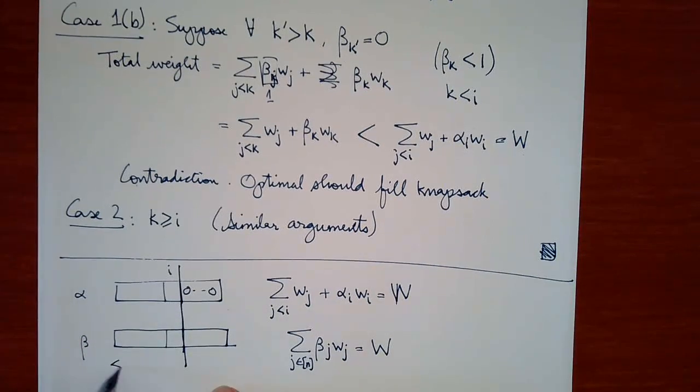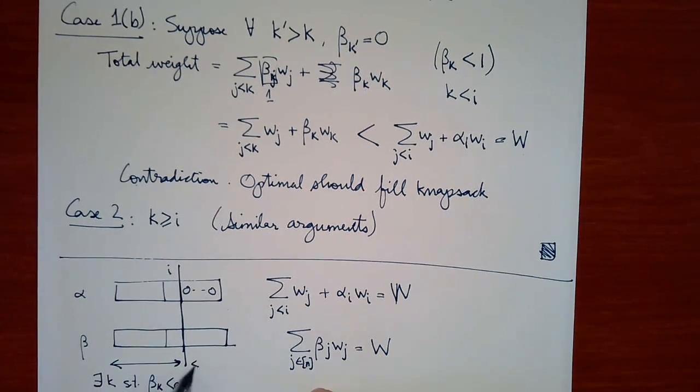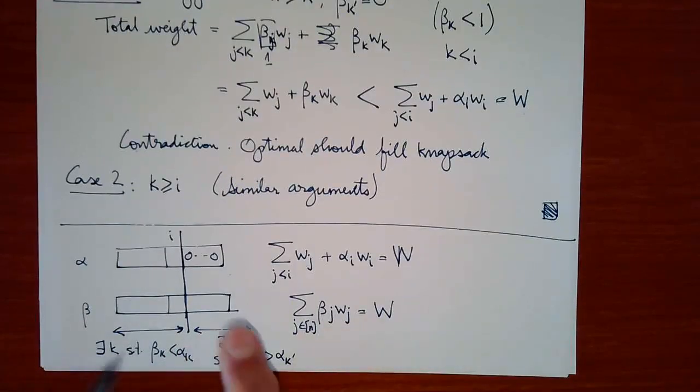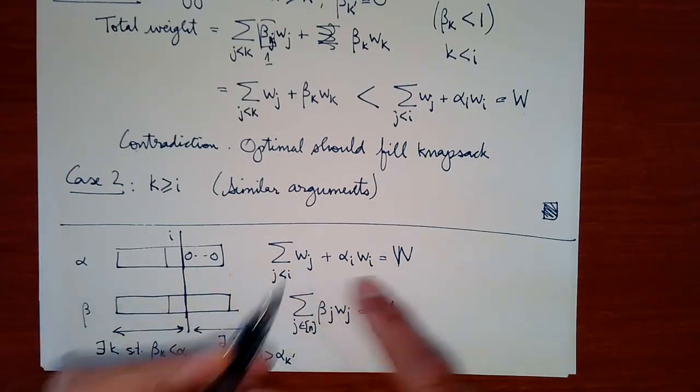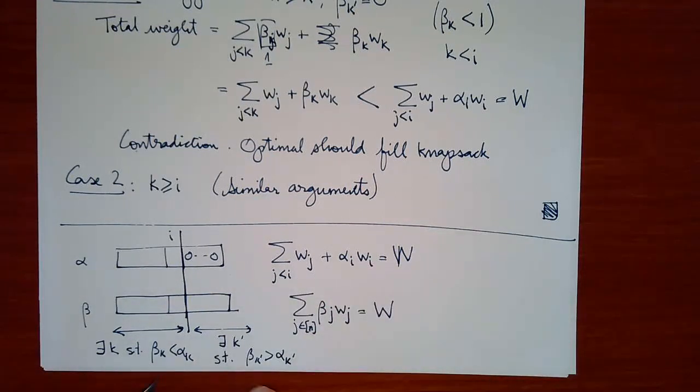So in this setting, there exists a k such that beta_k is less than alpha_k, and there exists a k prime such that beta_k' is greater than alpha_k', right? Because just by balance, there has to be something here that is less, something here that is more, because it cannot be more over here, because that's the total weight. And so if you just look at this, this is enough to do whatever argument we did.